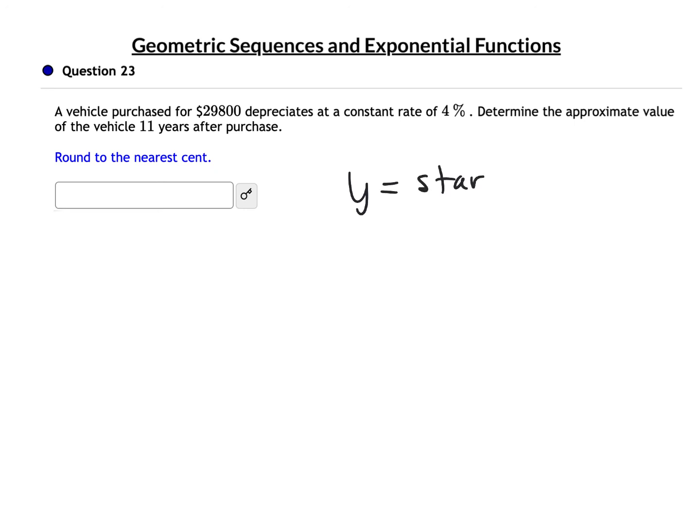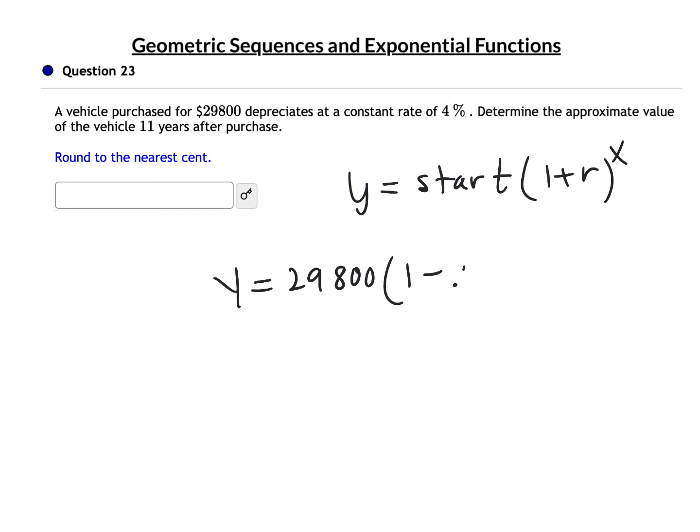Y equal to start times 1 plus r, and our r is going to be negative here, to the power of x. This is y equal 29,800 times 1 plus negative 4%, or 1 minus 4%, which is 0.04. Remember that 0.4 is 40%, to the power of 11. We're going to round to the nearest cent, which means you're going to have 2 decimals.